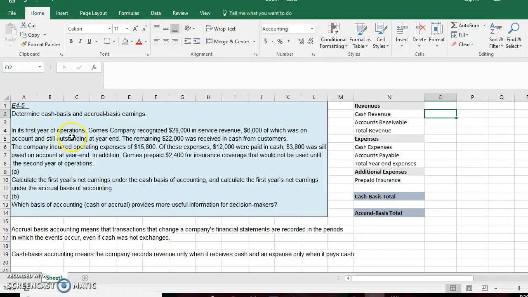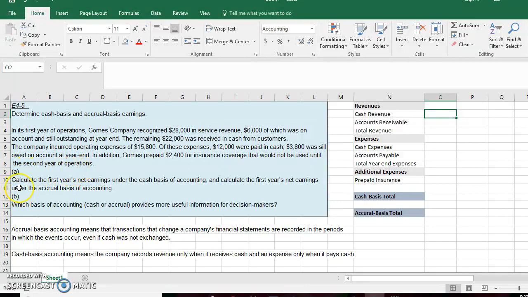So in the first year of operations, Gomez Company recognized $28,000 in service revenue, 6,000 of which was on account and still outstanding at year end. The remaining 22,000 was received in cash from customers. The company incurred operating expenses of $15,800. Of these expenses, 12,000 were paid in cash. 3,800 was still owed on account at year end. In addition, Gomez prepaid $2,400 for insurance coverage that would not be used until the second year of operations.